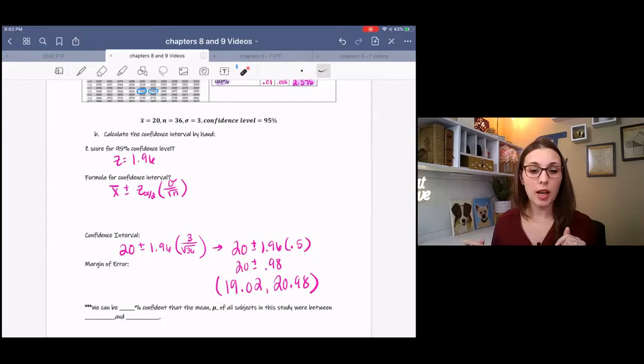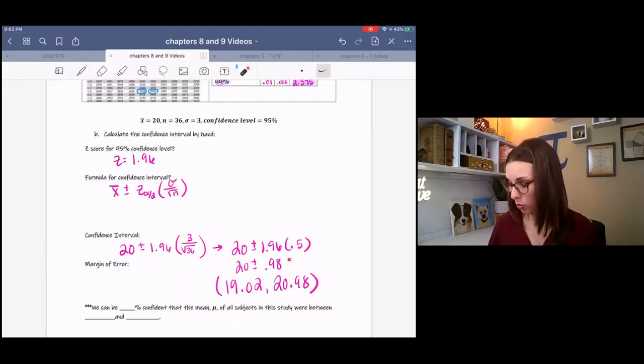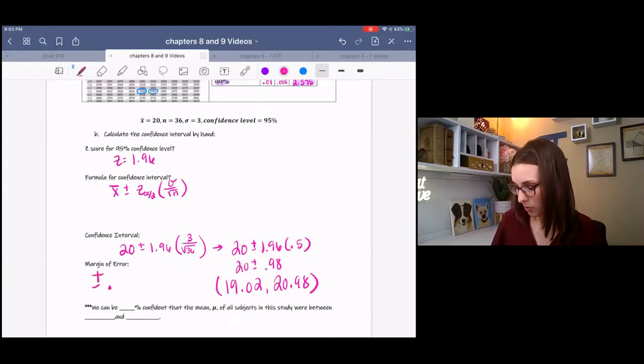And remember that this range of values is centered upon the sample mean. And then we factored in this margin of error, this wiggle room. So the margin of error is the plus or minus 0.98.